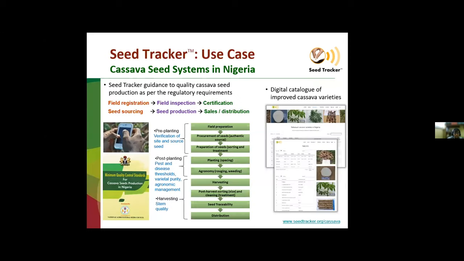The cassava seed tracker has digitalized all essential operations of seed production as per the regulatory requirements, and it also includes provisions for seed certification. That includes pre-planting certification, post-planting, and final inspection certification, and provision of labeling at the time of harvest. The system also offers a digital catalog of improved cassava varieties that were released in Nigeria as of 2020.